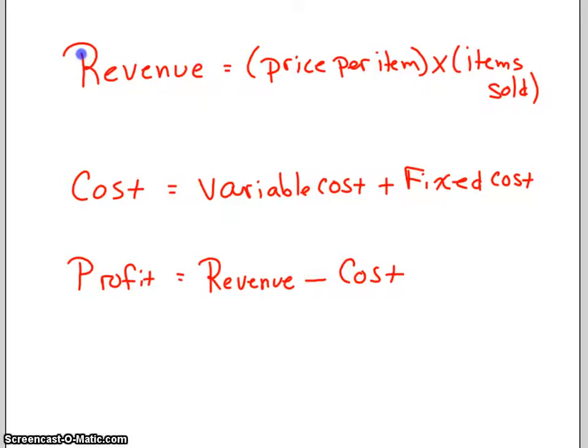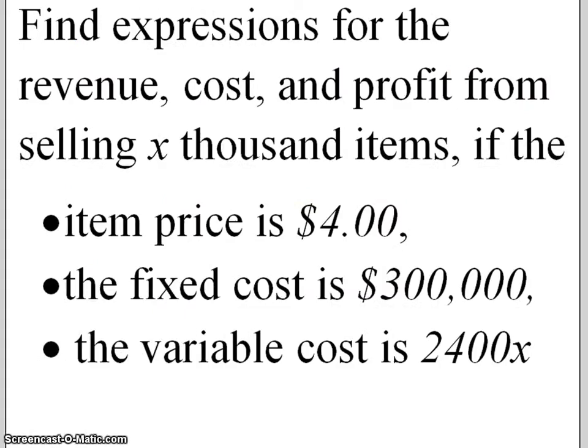Now there's a little tiny other piece of information we need for this specific problem. It says you're selling x thousand items. That changes it a little bit. So if it just said that you were selling x items, your revenue would be $4 times x. But for this problem, your revenue is going to be $4 times 1,000x, because you're selling x thousand items.